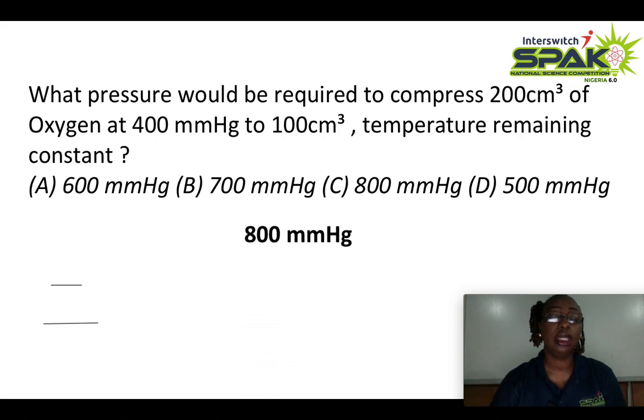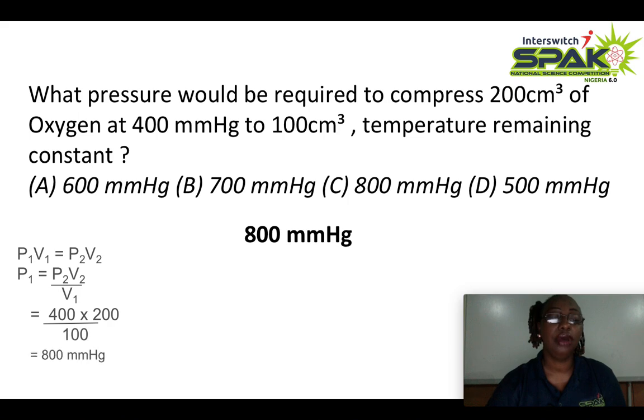And how do we get this? Let's see how this is being done. So using Boyle's law, make your P1 the subject of the formula, substitute your values, and you have your answer to be 800 millimeter of mercury.